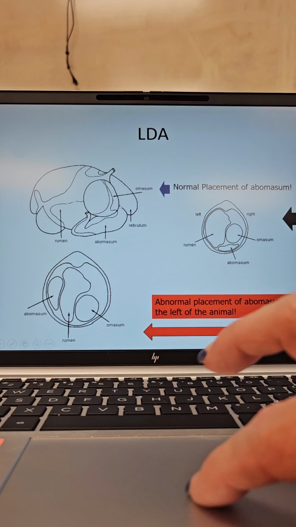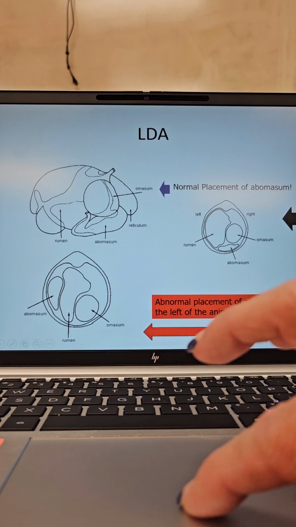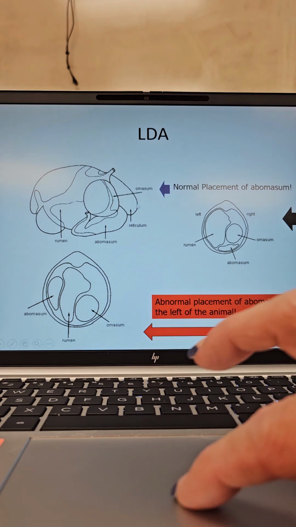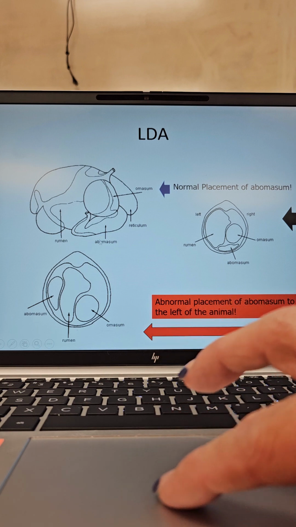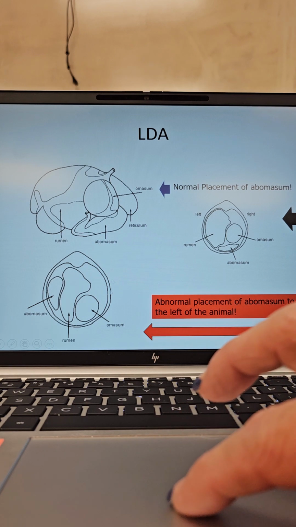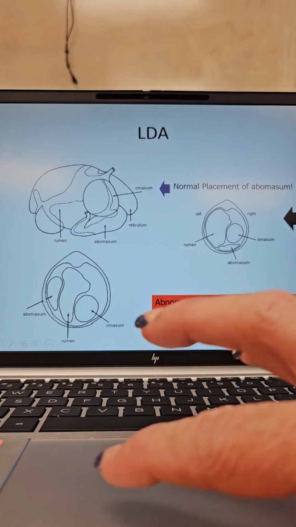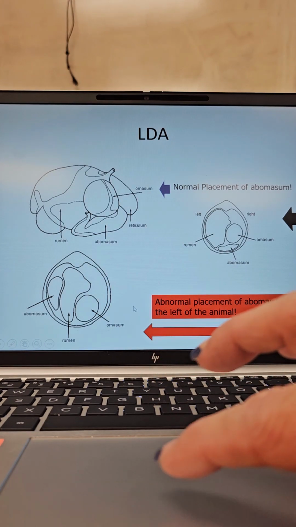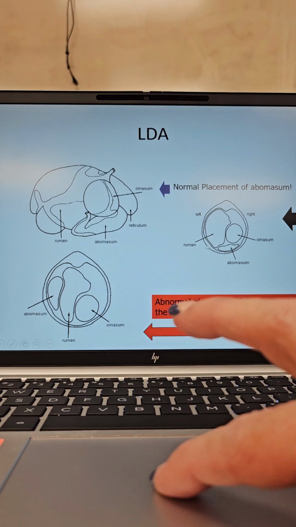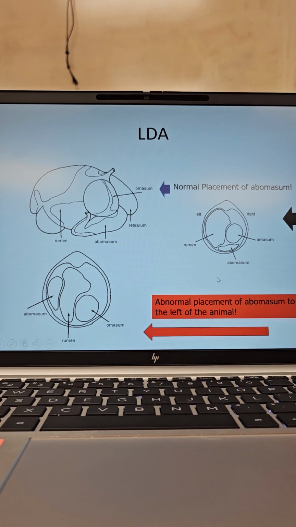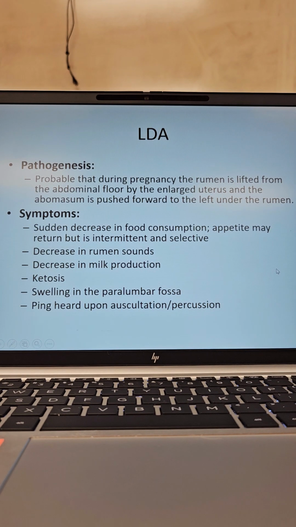So this is where our abomasum should be, right here. Or your omasum, your reticulum, your rumen. This is where your abomasum should be. What happens is this abomasum that should be down here ends up over here. If you notice, everything's kind of adjusted. Your abomasum should be down here. It ends up over here. It can also end up on the right side. We call that right displacement of abomasum.